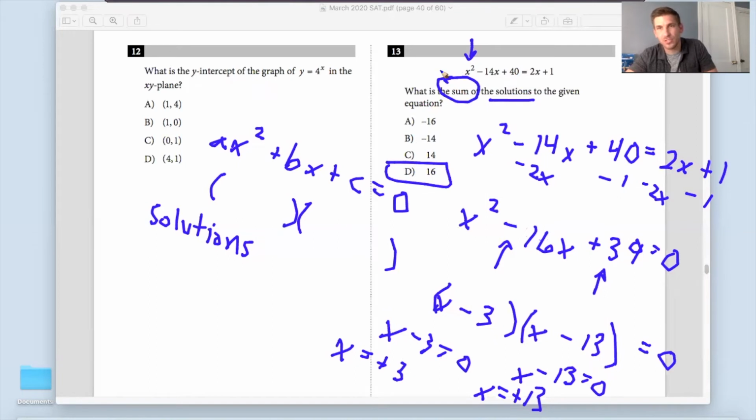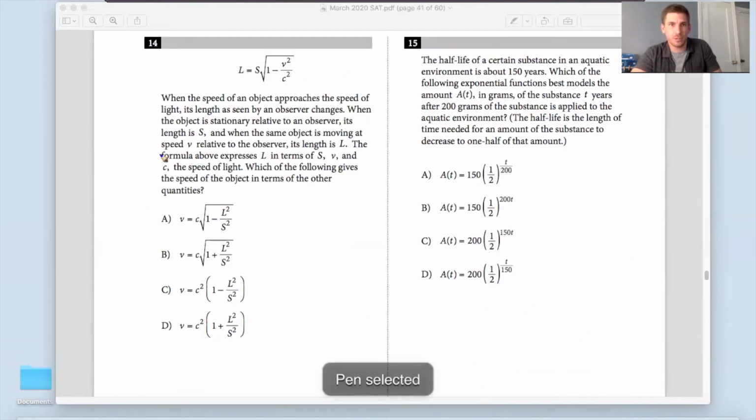I always go back and circle the thing that I need to find so I don't make a little mistake. Because these questions aren't impossible. I just want to make sure that if I know how to do the math and I know the strategy, I don't make a careless mistake. So it should be positive 16.